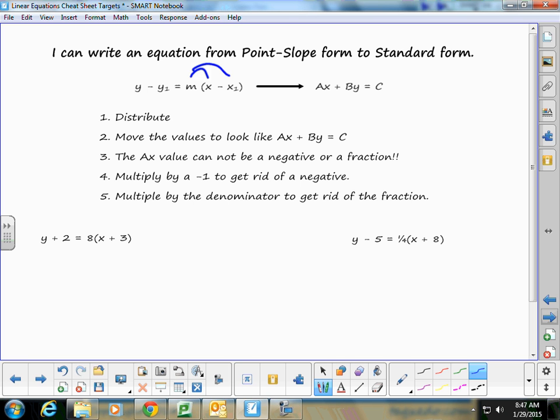Distribute first, then move the values to look like this, meaning we want the single on the right, and we want x and y on the left. We do have to remember that the a value cannot be a negative, a fraction, or a decimal. Hopefully we know decimals, our place values are by tens, so if we have 1/10, we can multiply by 10. Multiplying by -1, or dividing for some of you, will get rid of the negative in front. Multiplying by the denominator will get rid of the fraction, and multiplying by 10, or whatever the place value, will get rid of a decimal, which we won't run into today anyways.